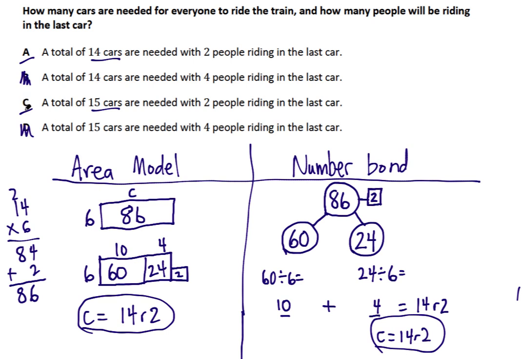But how do we interpret the answer? Anytime you get a remainder and you're working with a word problem, you have to use that remainder. How are we going to use it? Do we need 14 cars with 2 people in the last car or 15 cars with 2 people riding in the last car? Remember, we have to get everyone a ride on the train. How many cars do we need? Will 14 do it or do we need 15? All right, I'm going to let you decide that answer.